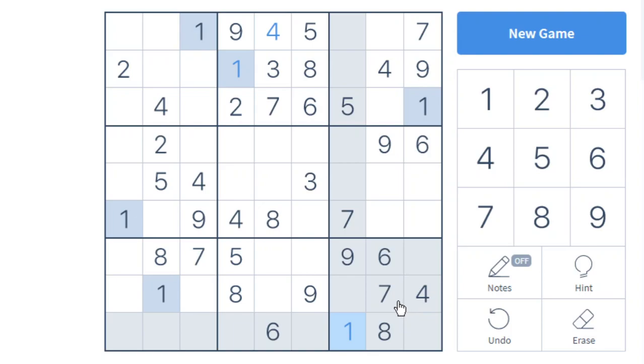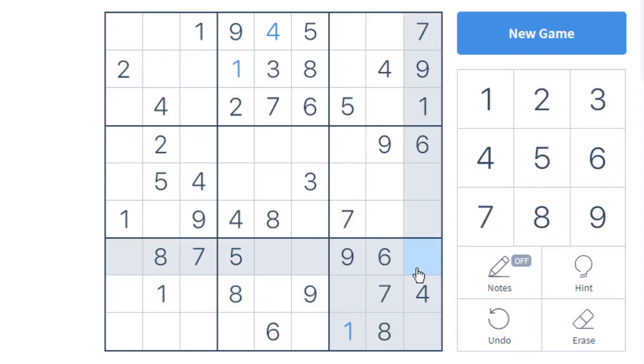Now, what does that mean? We look at this. We are now just missing a 2, a 3, and a 5. We cannot have a 5 here. Why? Because we already have a 5 in this column. So we can't have a 5 in that spot. We could have a 2. We could have a 3. We don't know. In Sudoku, you don't make a move until you're absolutely sure.